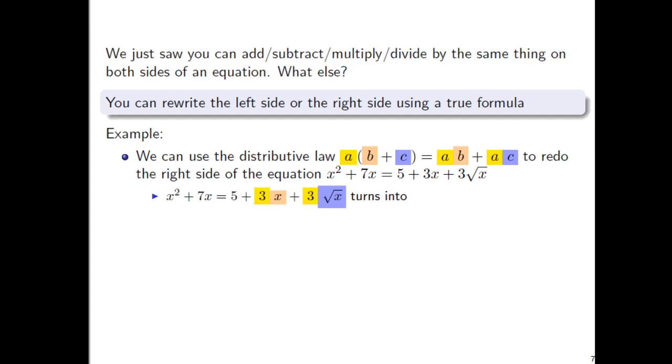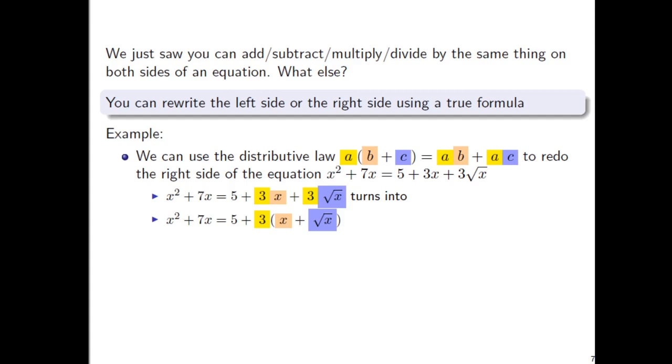We might, in fact, leave the 5 plus on the right side and just take the 3x plus 3 root x part and turn that into 3 times the quantity x plus root x, with that x plus root x in parentheses. So you'll notice here the left side was still written, because an equation, one line down, should turn into an equation, and the left side still says x squared plus 7x. We didn't touch that side, so what we just did is we didn't do something to both sides. We just used a true formula, the distributive law, to rewrite part of the right side.